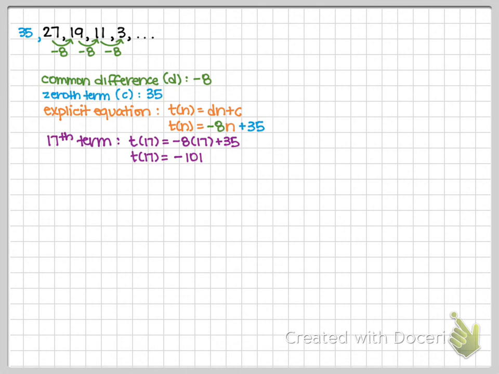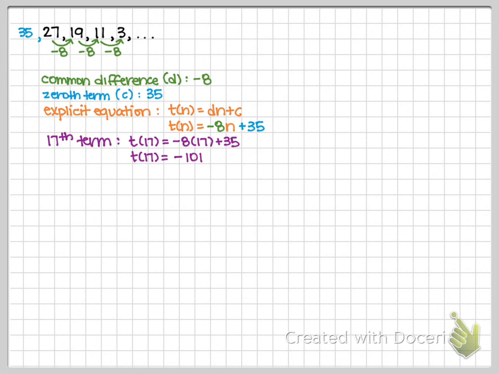My explicit equation, I wrote down T of n is equal to dn plus c. I plugged in the common difference where it went, and I plugged in my zeroth term. And then for my 17th term I went through and plugged in 17 for all of my n's. Now, just to be clear, it doesn't always have to be the 17th term. That's just a number that I chose. It could be the 8th term. It could be the 29th term. It is a term location, though.